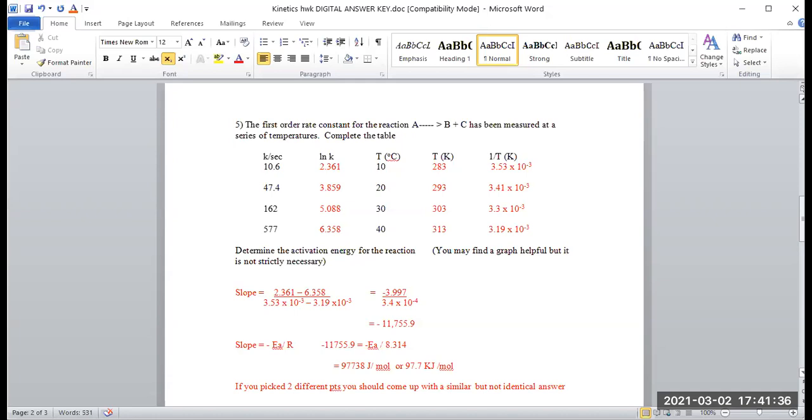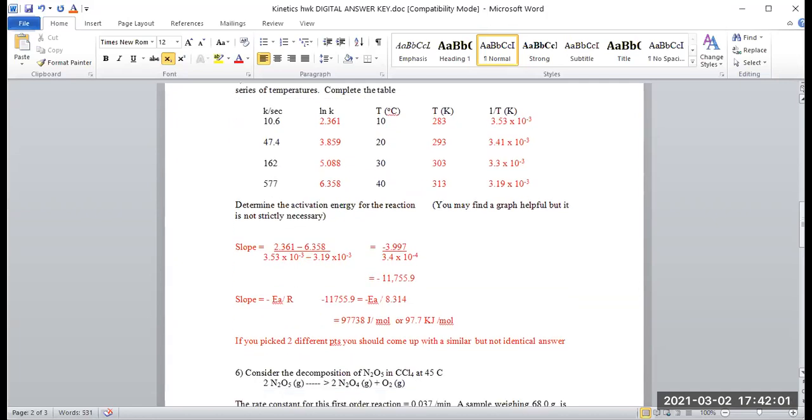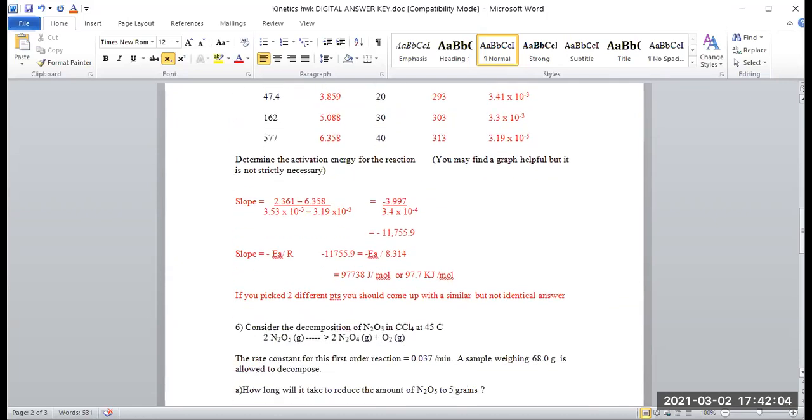One of the things this does for you is the negative slope and the negative in front of your EA cancel out, such that you have a positive value and you're dividing by the R, which has joules in it, 8.314. If you left it in joules, because actually I said determine the activation energy and I didn't specify which unit you should use, it's about 97,000 joules. If you converted it over to kilojoules, it's about 97.7 kilojoules.